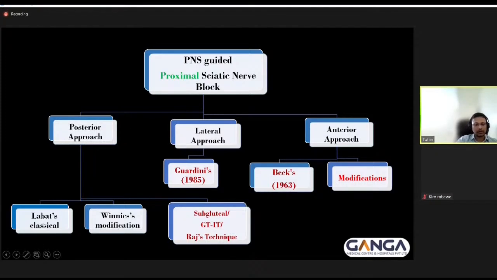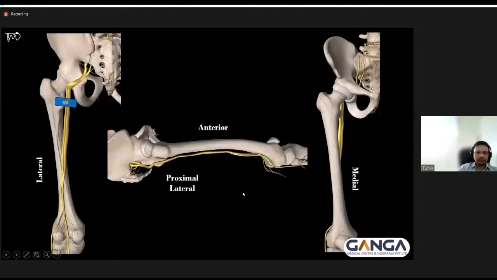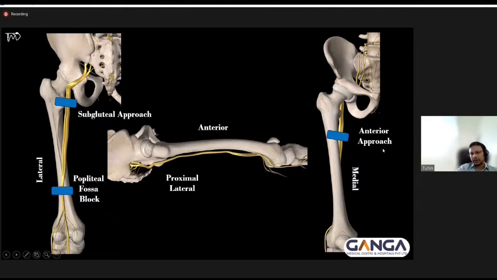Okay, so for the posterior approach, Dr. Vipin Goyal in his last class has already described Labat's approach and Winnie's modification of Labat's. The lateral approach, Guardini's approach, the anterior approach, Beck's and modification, and the subgluteal approach I will discuss. According to position, for the proximal sciatic nerve block there is the subgluteal approach. We have the popliteal fossa block, which is in prone position. In the supine position, we have the anterior approach, and in supine position from the lateral side, we have proximal lateral, and I will discuss the CAPS block also.